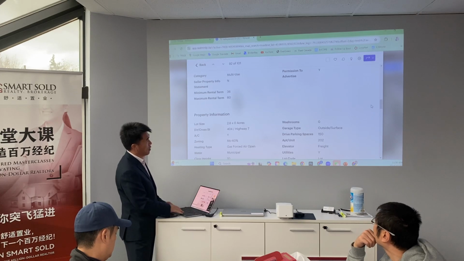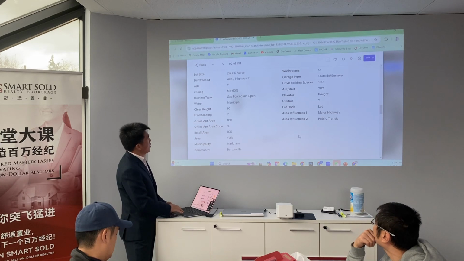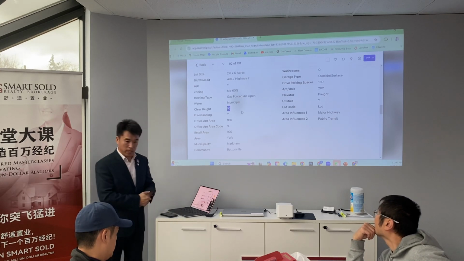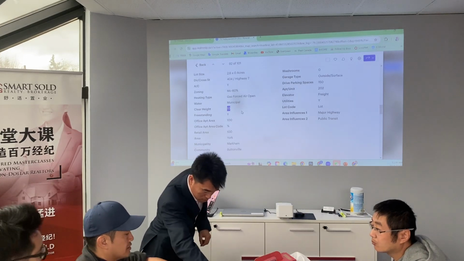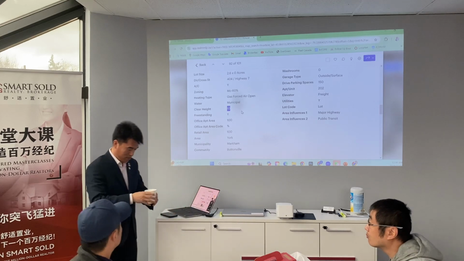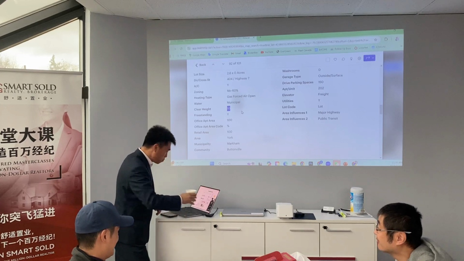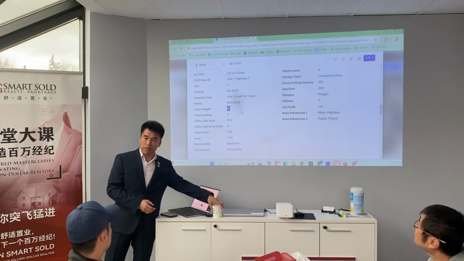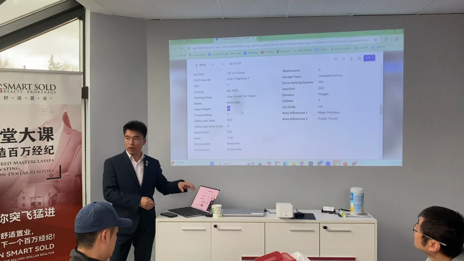Okay, what's important here? See the clear height. Okay, clear height is also a very important factor for commercial, especially for industrial and warehouse.